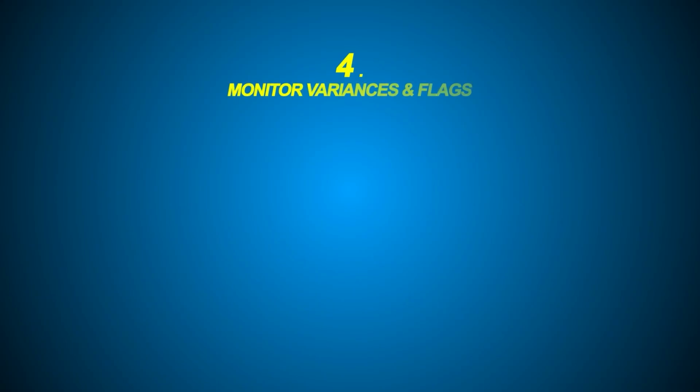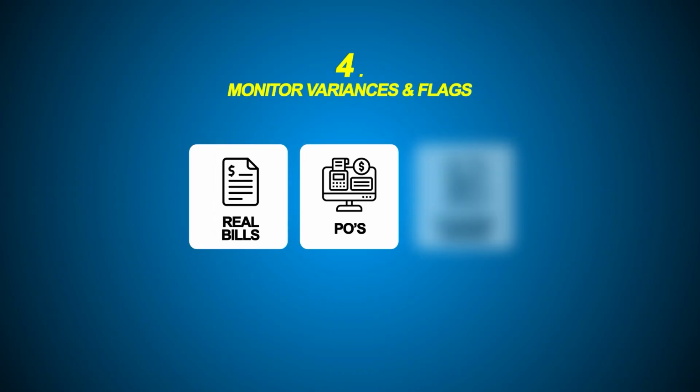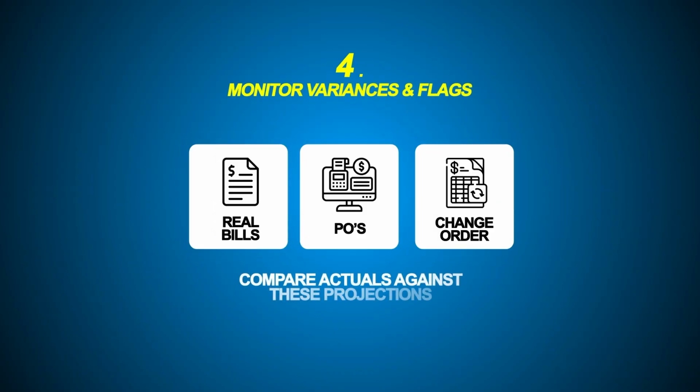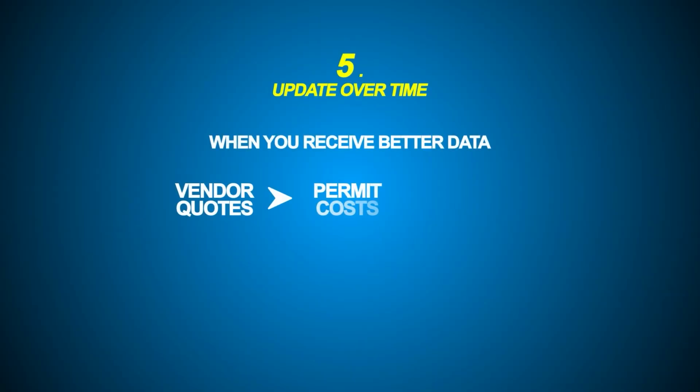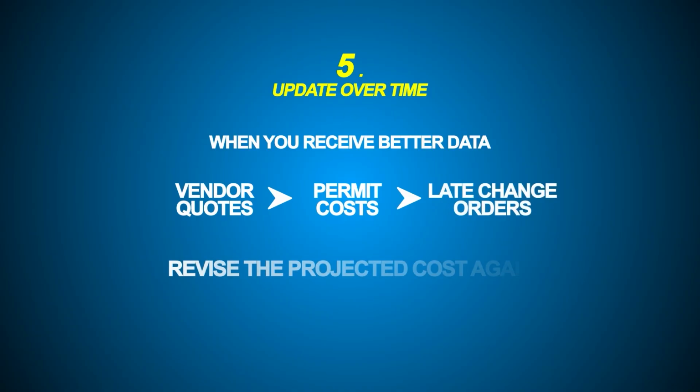Next, monitor variances and flags. As real bills, POs, and change orders come in, you'll compare actuals against these projections. If the actual cost exceeds the projection, that's your red flag. If actuals stay below the projection, you've built a buffer. Update over time as you receive better data, vendor quotes, permit costs, last minute change orders, and revise the projected cost again. The more often you do this, the more predictive your projections become.